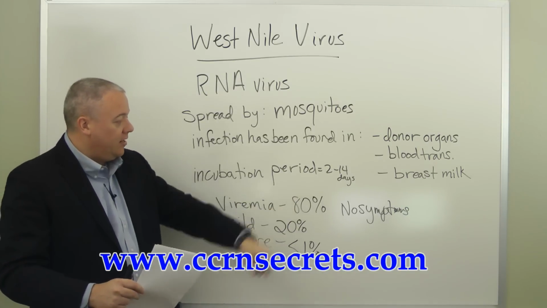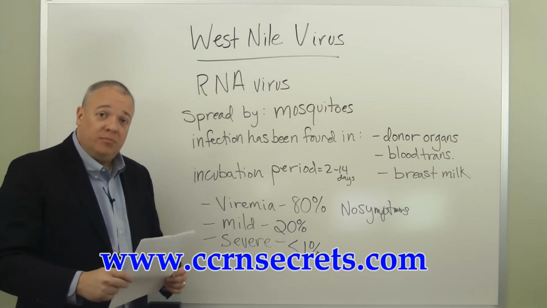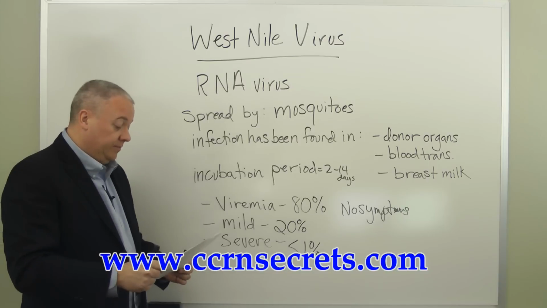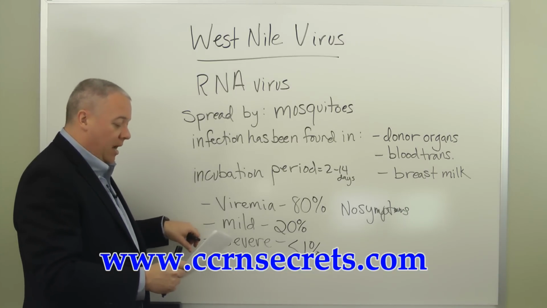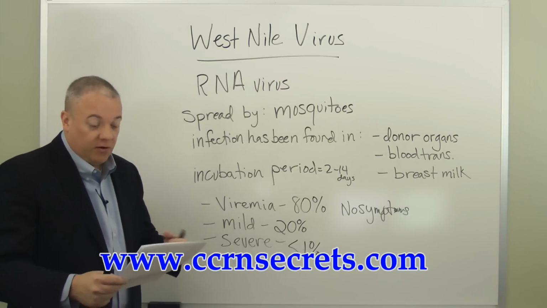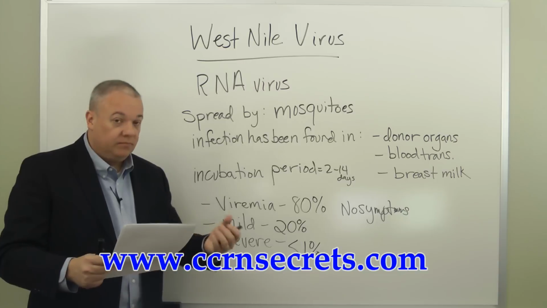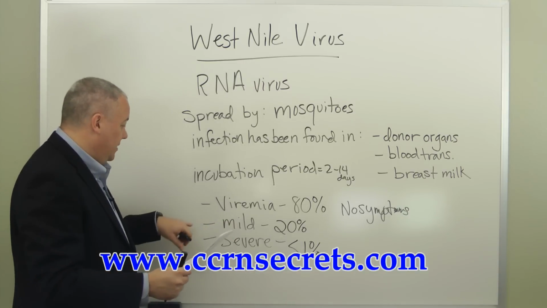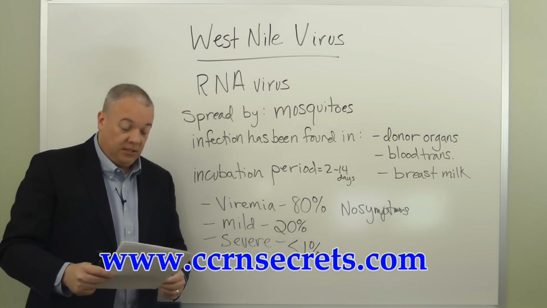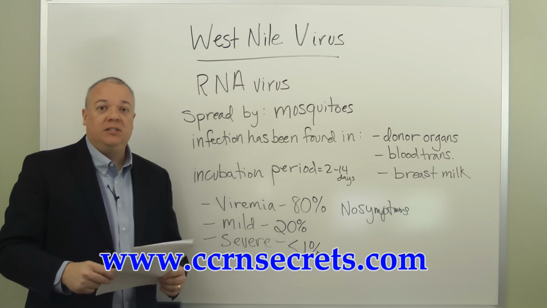80% of people are there, no symptoms at all. About 20% get a mild case. There are symptoms here, but 70% of those need no hospitalization, 30% will. The most common symptoms at this stage are things like fever, malaise, headache, nausea, vomiting, weakness, fatigue, these sorts of common symptoms. And then severe cases, less than 1%, leading to very serious neurological symptoms, meningitis, and require hospitalization.